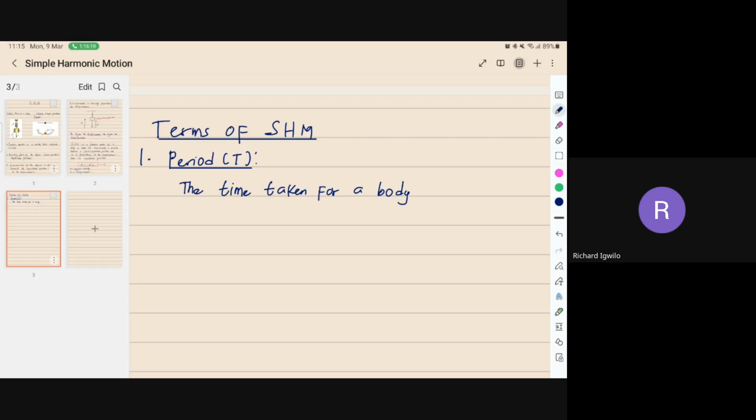So the time taken for a body to complete one oscillation. Be checking my spelling of this word oscillation. Or maybe I'm spelling it wrongly. Oscillation, that is, one cycle. I think that my spelling is wrong. You guys can correct me, please. Type it on the chat so I can copy it from there. Time taken for a body to complete one oscillation or vibration.